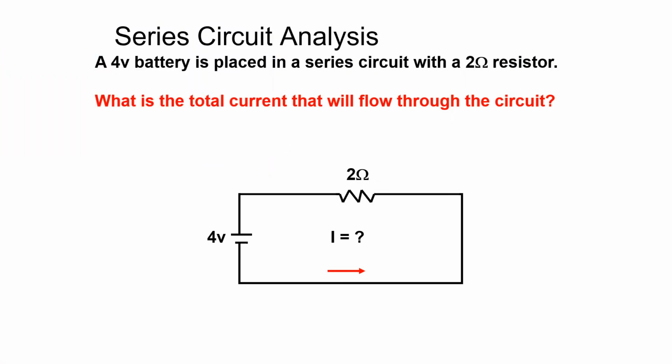Here is a simple Ohm's law example showing the relationship between voltage, current, and resistance. Can we use Ohm's law to determine how much current will flow through a circuit powered by a 4-volt battery with a 2-ohm resistor? Ohm's law tells us that voltage equals current times resistance. Therefore, current must equal voltage divided by resistance. Thus, our current in this circuit equals 4 volts divided by 2 ohms equals 2 amps.